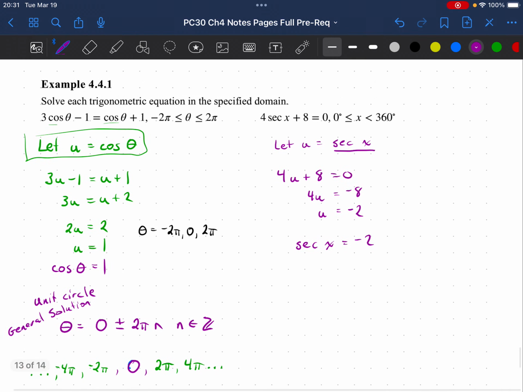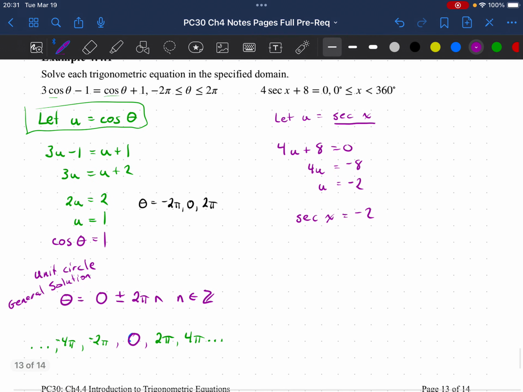Now, secant x is not on our unit circle, so we're going to change secant x over to its regular trigonometric function. Secant x is 1 over cos x. I'm going to write it like this: 1 over cos x is equal to negative 2 over 1. Because this is just fractions, we can flip the fractions around, and we get cosine of x is equal to negative 1 over 2.